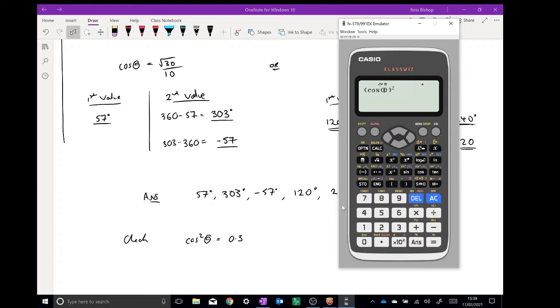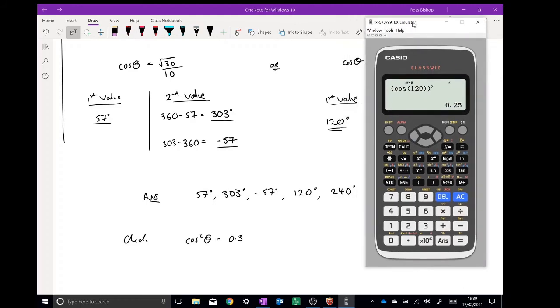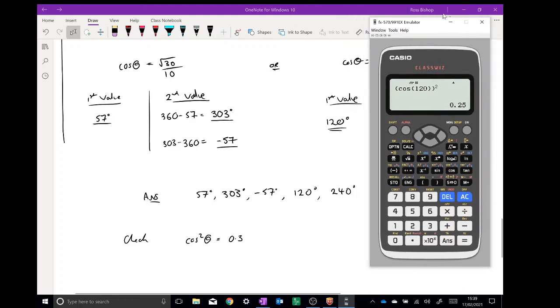Let's try 120. Hopefully that gives me something similar. It gives me 0.25. Again, it's because of the rounding. Because of my rounding errors, they've been compounded a little bit. So 2 significant figures is not ideal.